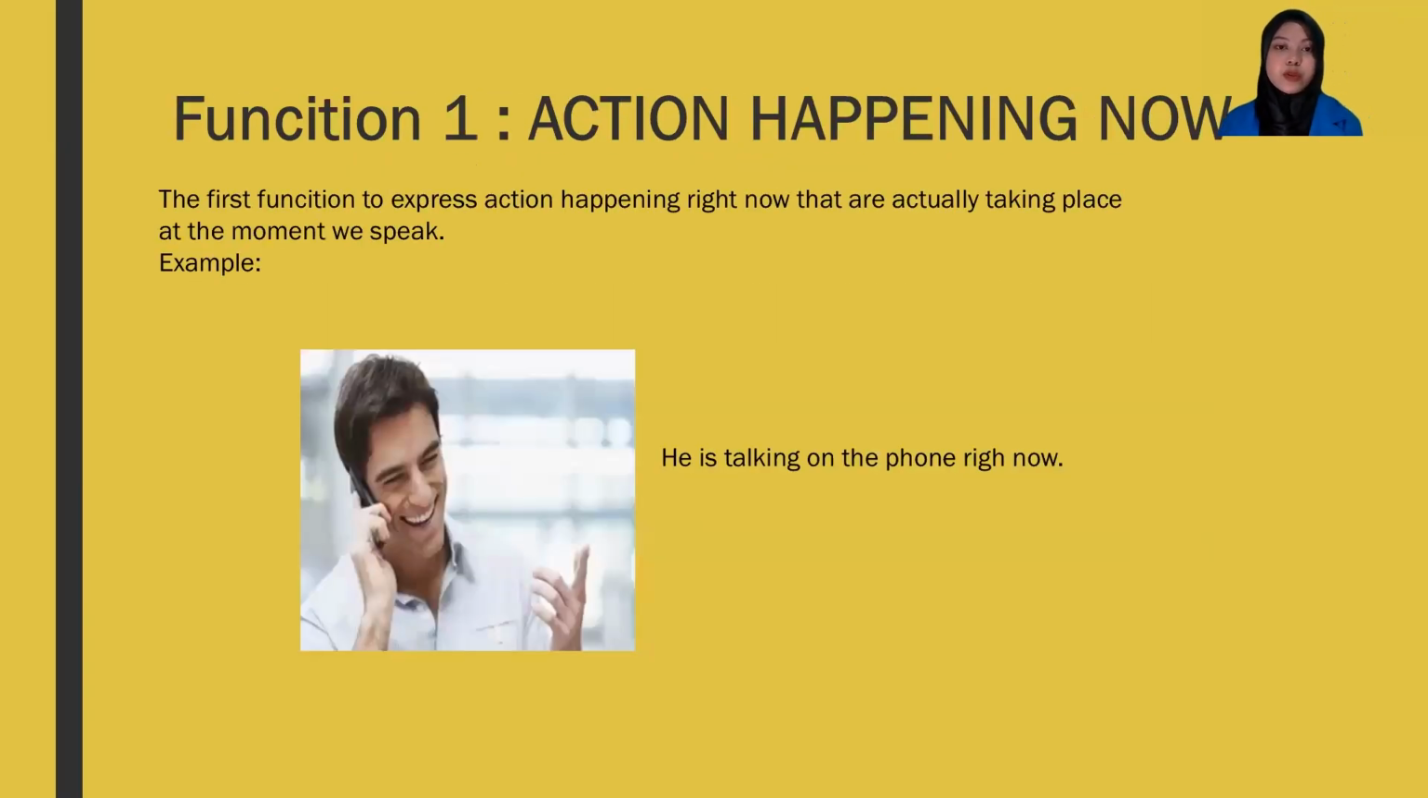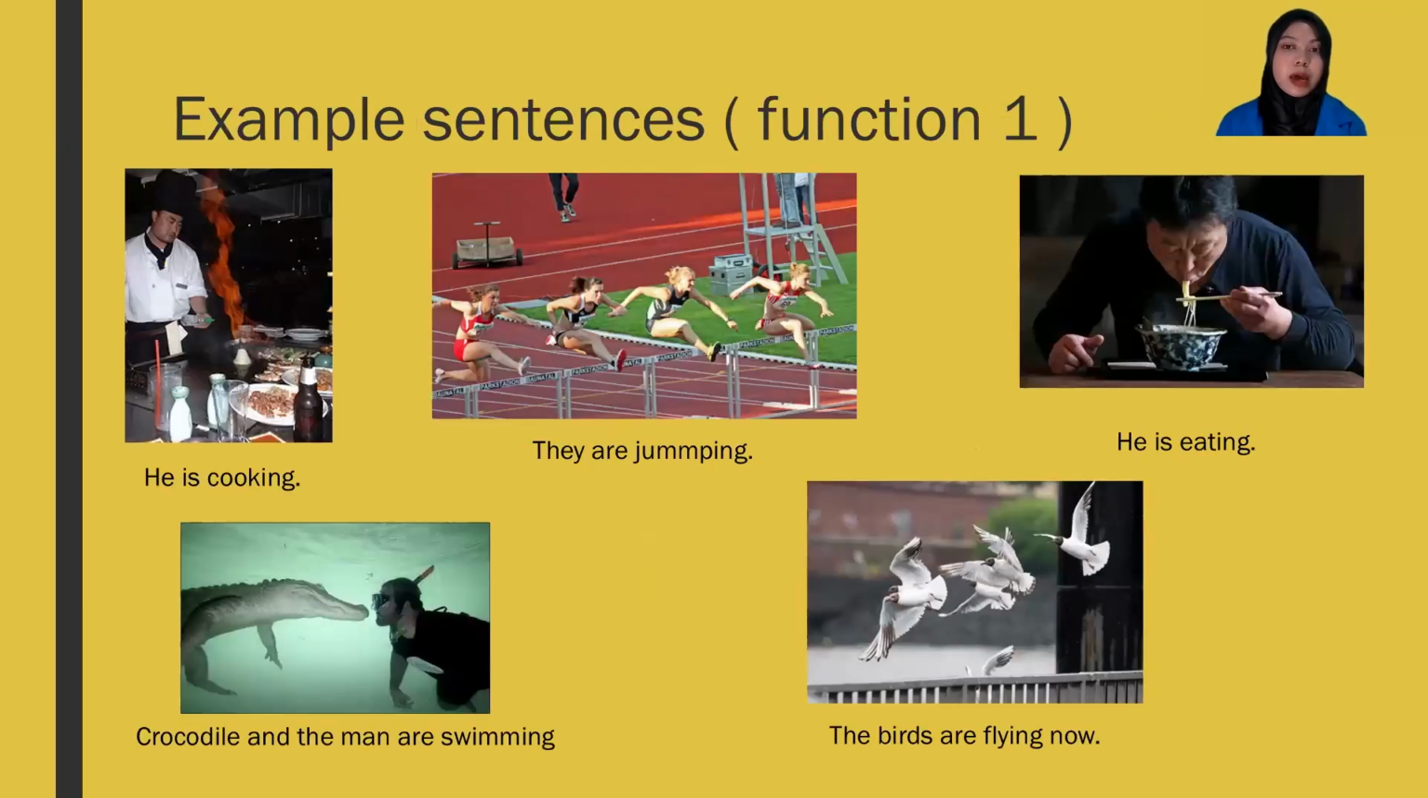Okay, we have function 1. Action happening now. The first function is to express actions happening right now, that are actually taking place at the moment we speak. For example, he is talking on the phone right now. And we have example sentences for function 1. He is cooking. They are jumping. He is eating. The crocodile and the man are swimming. And the last one, the birds are flying now.